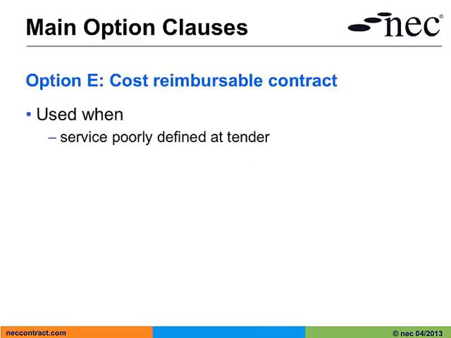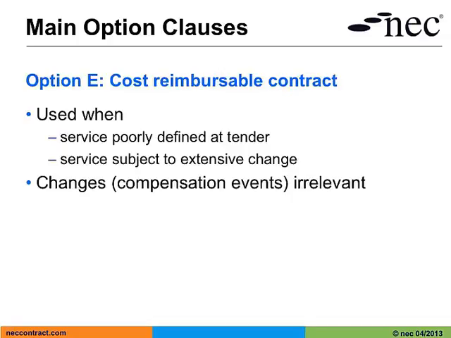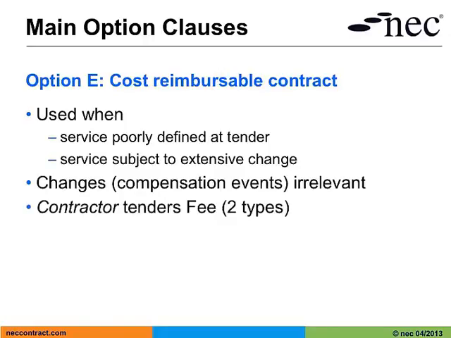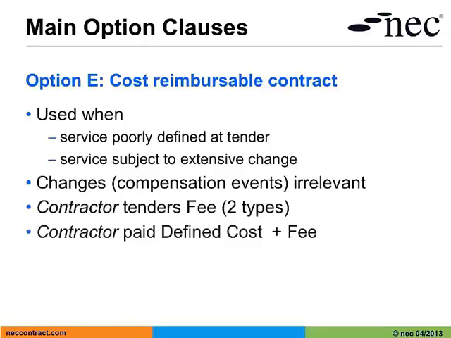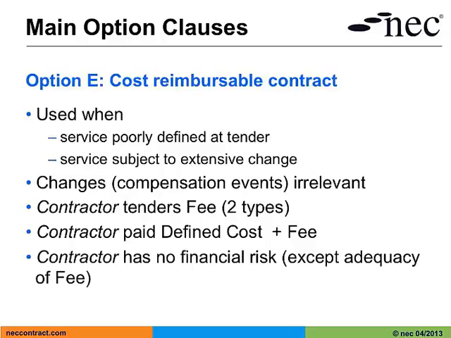Finally, we have option E, the cost reimbursable contract. We would only use option E when the service is either poorly defined at tender stage or the service is going to be subject to extensive change. Effectively, in this contract, changes or compensation events are irrelevant. The contractor would still tender two types of fee, but the contractor is paid defined cost plus fee. So he has limited financial risk, except that he has tendered his fee percentages at levels that he can make a profit out of.